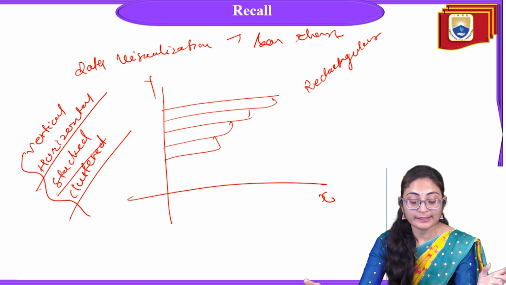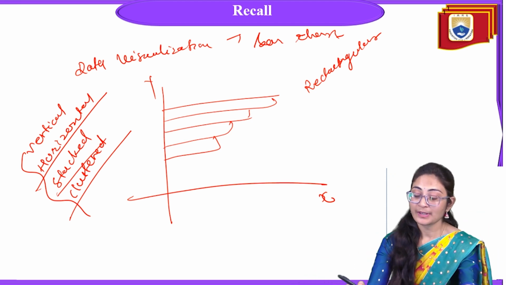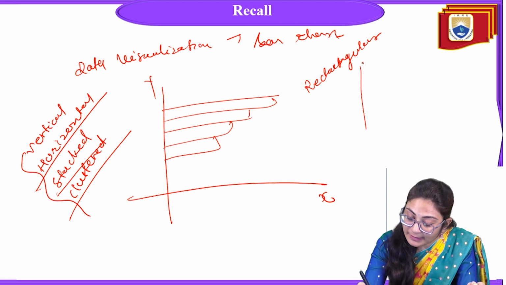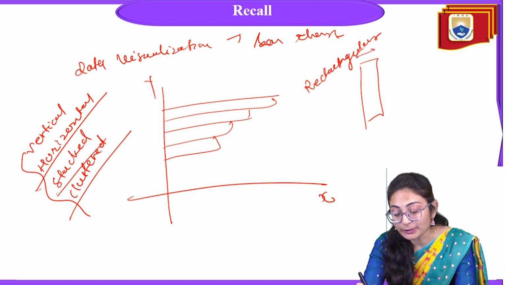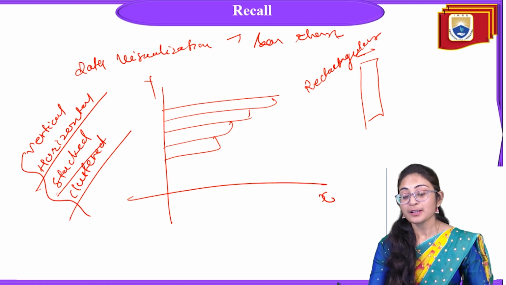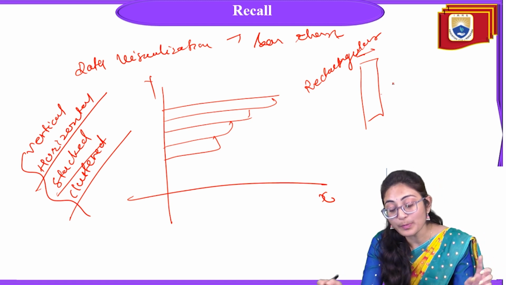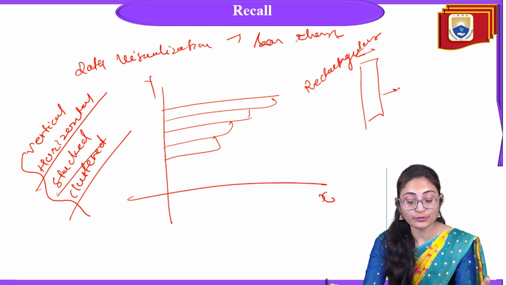Even when you are plotting your bar graph, there are some rules we have to follow. Your bar graph should be in rectangular shape. The width of each bar should be the same. Then the difference between two bars should be equal. So these rules we have to follow.